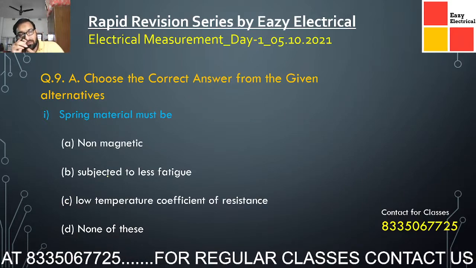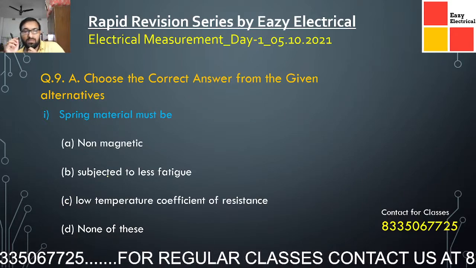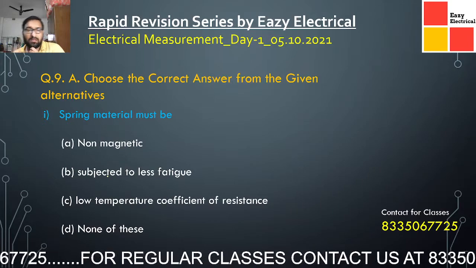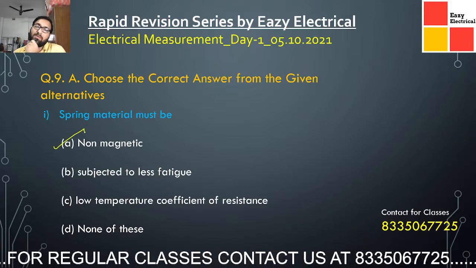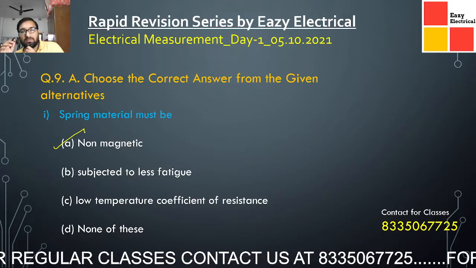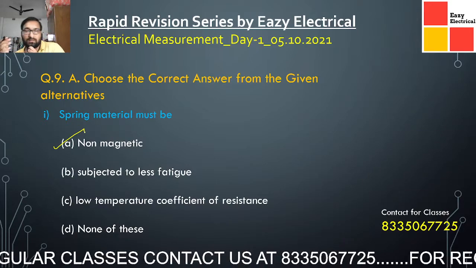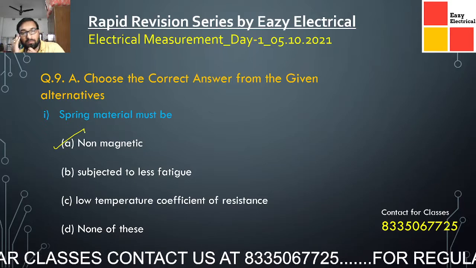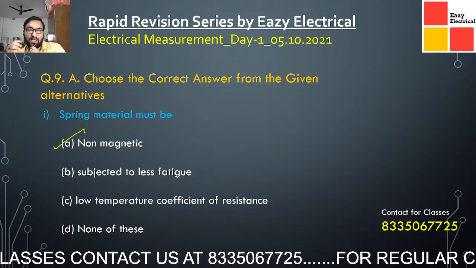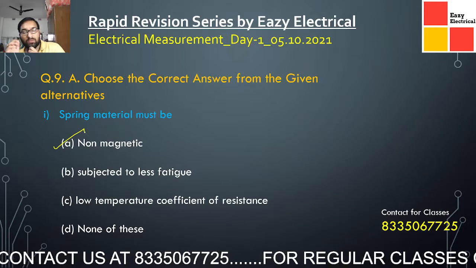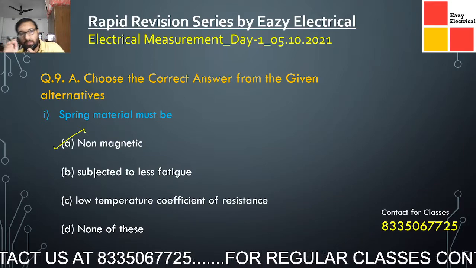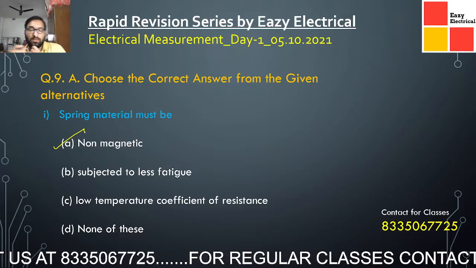Now coming to the next question: the spring material must be. Out of the options, non-magnetic is the correct option. If the spring material is magnetic, it will produce different control readings, and it will deviate from the original result. That's why non-magnetic is one property that must be kept in mind while choosing a spring material.